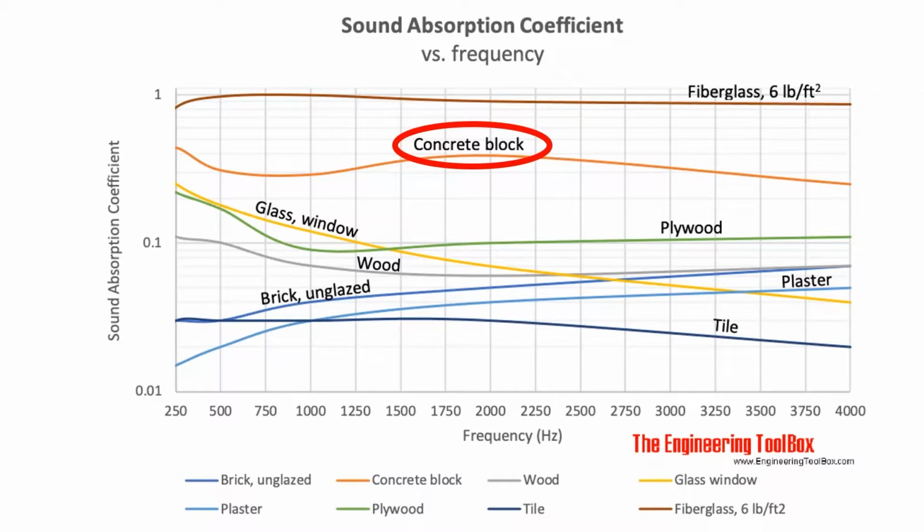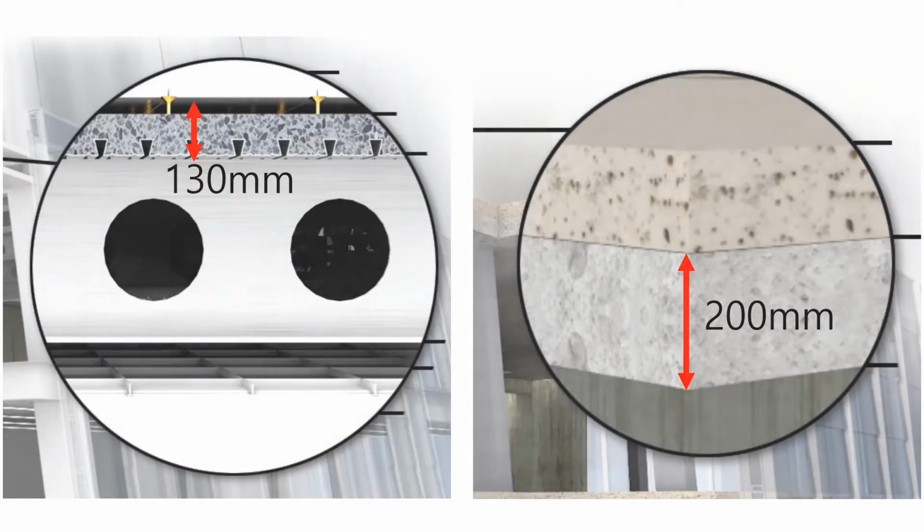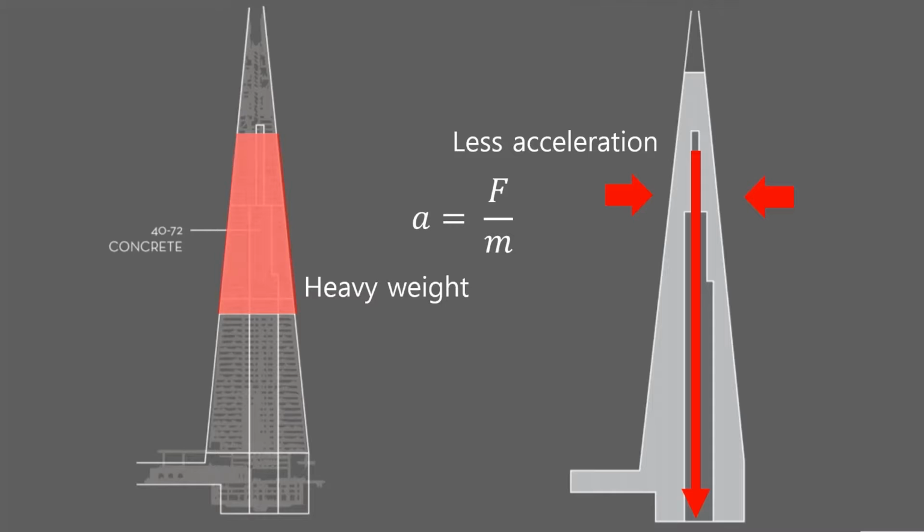Concrete has high specific gravity, which is proportional to sound insulation. Also, as concrete slab is thicker than composite slab, the sound insulation performance of residence floor is better than office floor. And due to concrete's heavy weight, the concrete part provided damping to minimize lateral acceleration and reduce the swing of the building by wind.